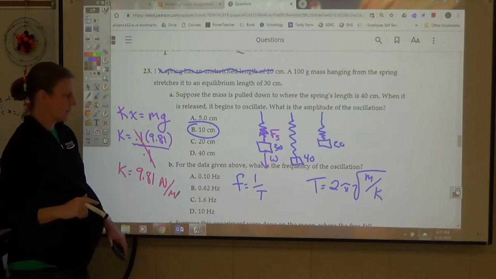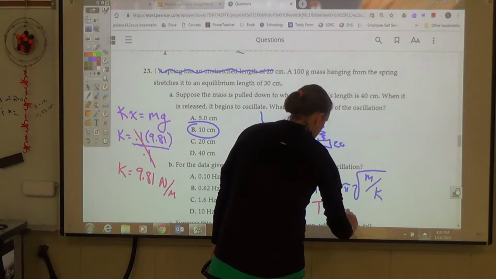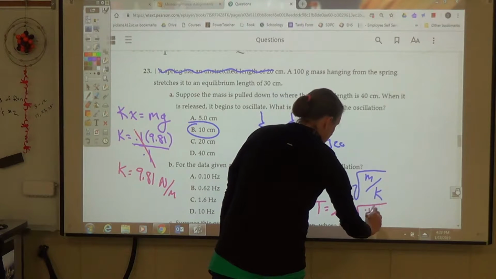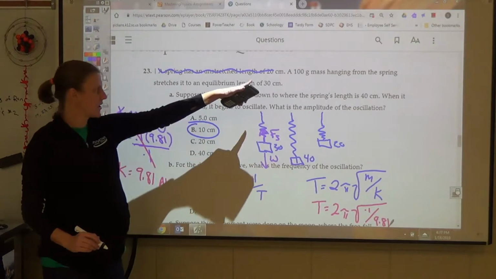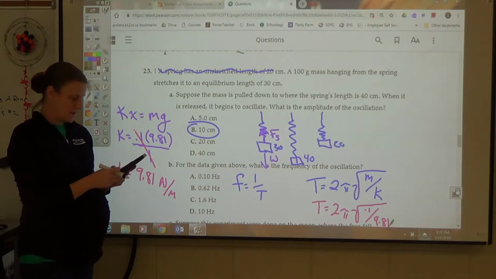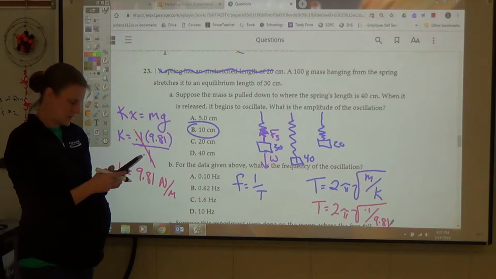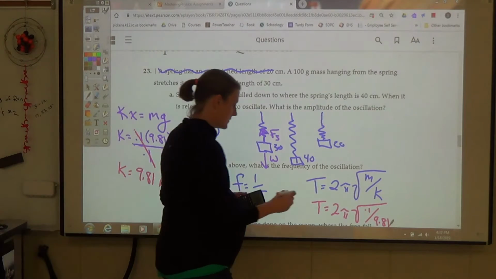So now I can plug in over here. My mass again is 100 grams, but put in 0.1. So 0.1 divided by 9.81, square root, and times 2 pi. So my T I get about 0.63 seconds.